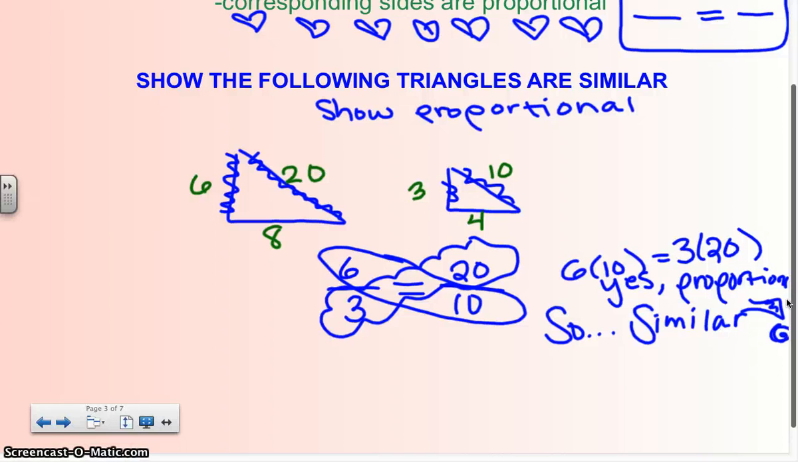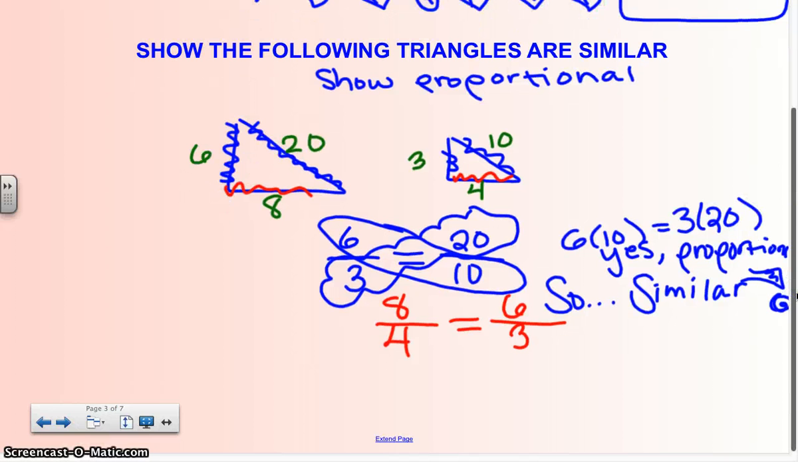Wait, what do you do with the 8 and the 4? Well, you can always create another proportion. 8 is to 4 as 6 is to 3. You can pick any side lengths you want. And then I say, okay, are they proportional? Are they similar? Does 8 times 3 equal 4 times 6? Yes. 24 does equal 24, so yes.